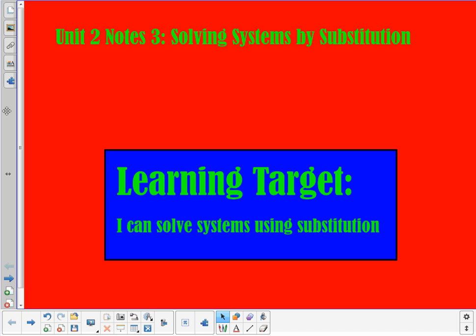Today we're solving systems using substitution. Our first 2 days we were talking about solving with graphing. We were graphing equations and graphing inequalities. Now we're getting into algebraic solving, and the first method of algebraic solving that we're going to see is called substitution.